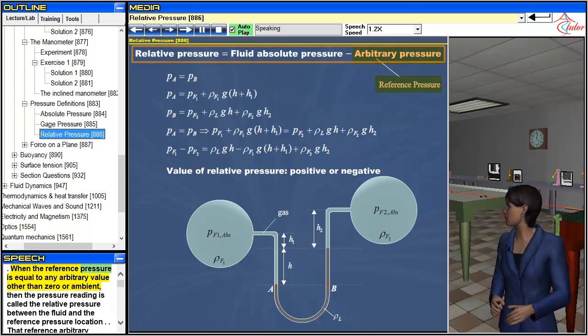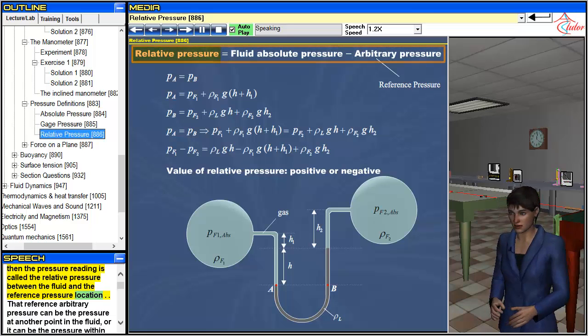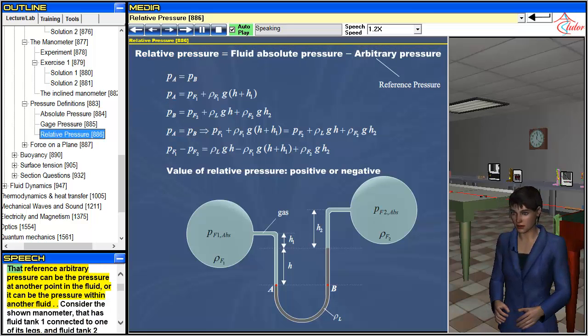When the reference pressure is equal to any arbitrary value other than 0 or ambient, then the pressure reading is called the relative pressure between the fluid and the reference pressure location. That reference arbitrary pressure can be the pressure at another point in the fluid, or it can be the pressure within another fluid.